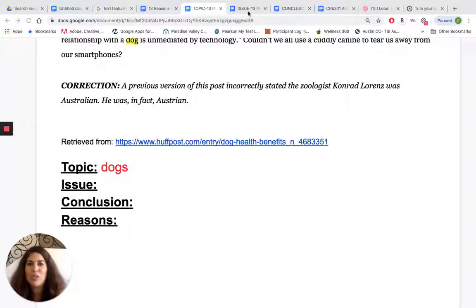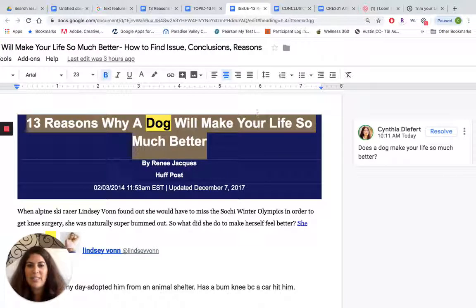Luckily, today's article is pretty straightforward and easy, and so from the title, I'm going to turn that into a question. If I thought that this might be a prescriptive issue that focused on what's right and wrong, good or bad, then I might start my question with should. But I'm pretty certain that this is a descriptive issue because it's describing the past, the present, or the future. So I created my question to say, does a dog make your life so much better?